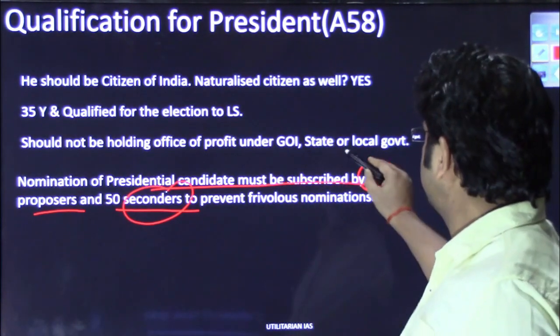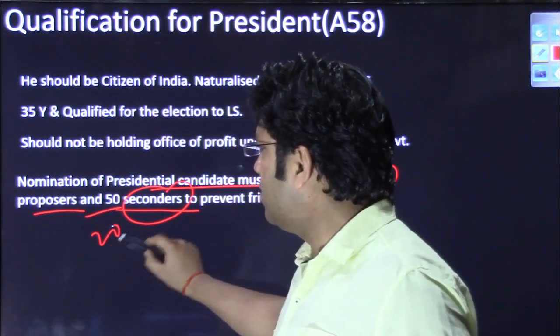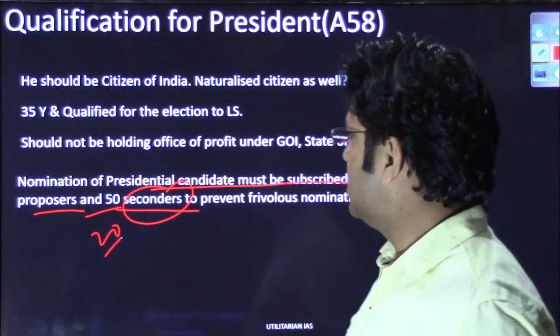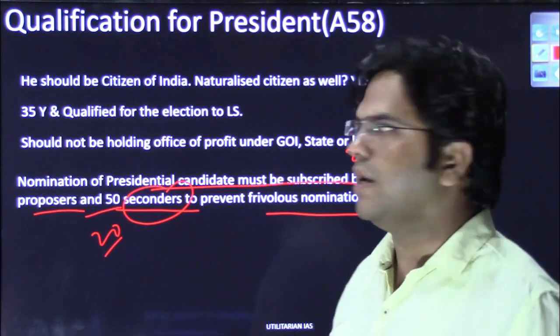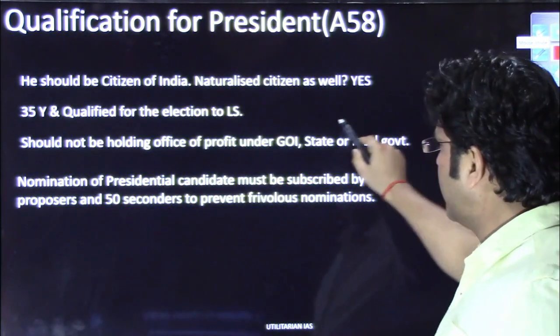Earlier these numbers were somewhere around 20, right? So you had frivolous filing of candidature for the president's office, and just to avoid those frivolous nominations, these numbers have been increased. So I hope the qualification criteria would be clear to you.